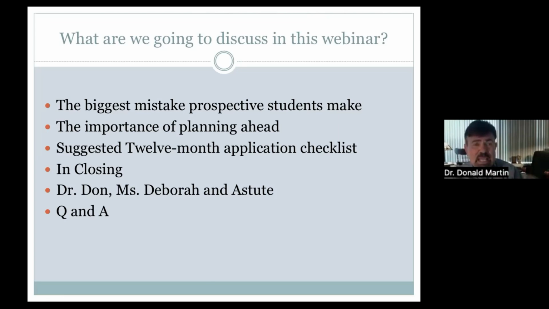And this information in the first bullet point, the biggest mistake prospective students make, I could not emphasize enough. So that's the first point we're going to cover. Then my colleague Deborah is going to join us to talk a little bit more about the importance of planning ahead for your applications. Then I will step back in and discuss a suggested 12-month application checklist. Ms. Deborah will come back and share a few comments for us in closing, and then we will be almost ready. I'll have a few final comments to make before we begin answering questions.